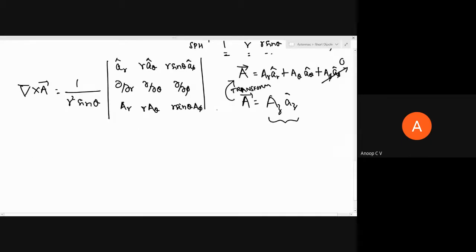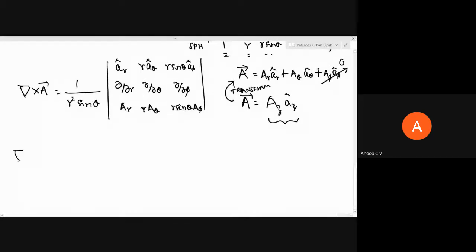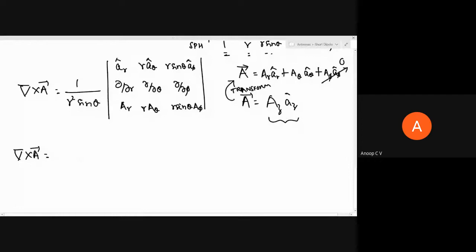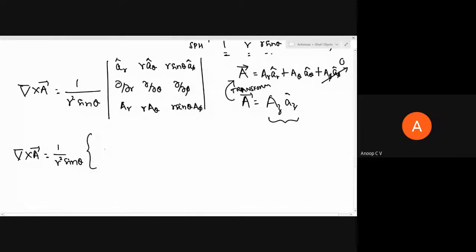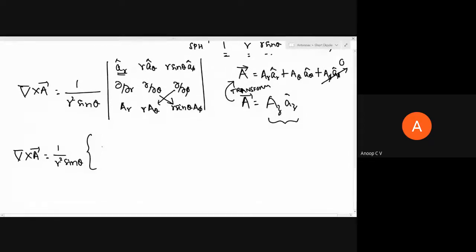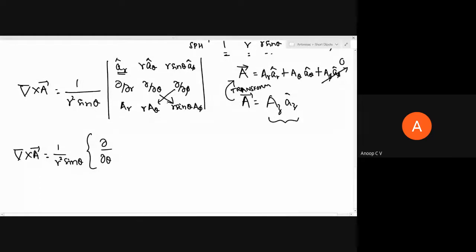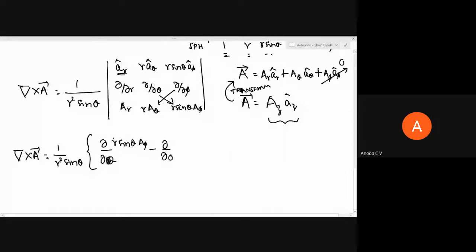Okay, so before we do that, I'll just write the expression for del cross A. I'll expand it. So it is 1 by r square sine theta into, so it is A r cap times dou by dou theta of A phi times r sine theta, minus dou by dou phi of r A theta. So this is the first term along A r cap.